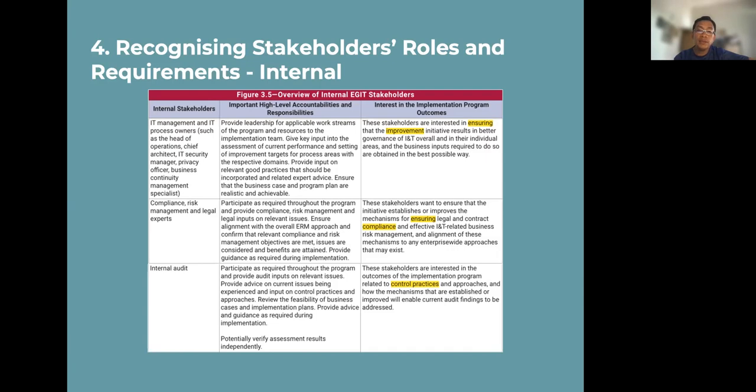So they will have the accountabilities and responsibilities to provide the leadership for the applicable work streams, the program, and also the resources to implement the IT initiatives, and so on. They give key input, provide input to the relevant good practices, and ensure that the business case and program are realistic and achievable. So they also have some kind of interest here. They need to ensure all the improvement initiatives, better governance, in their areas, because they are the leaders within IT.